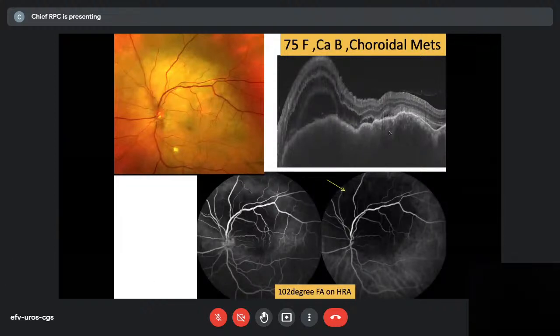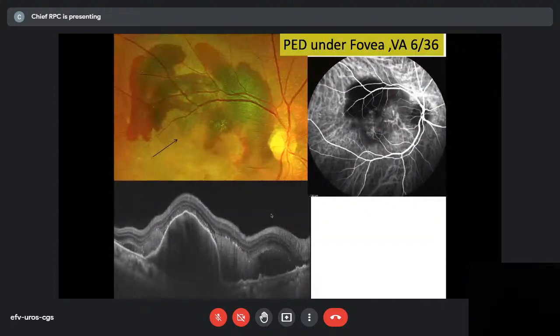So you have to rule out this irregular, lumpy, bumpy appearance on the OCT. The whole choroid is lumpy and bumpy. So there's a totally dark hypofluorescence, jet black hypofluorescence, 102 degrees, which is also widefield on the Heidelberg system.